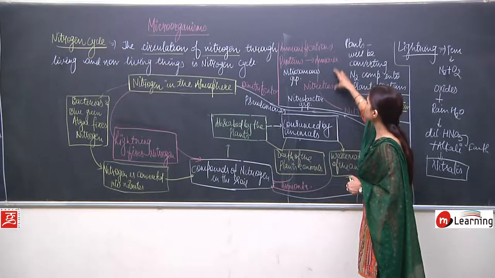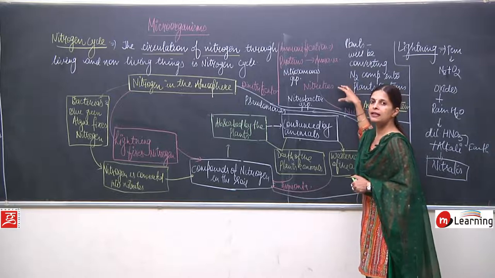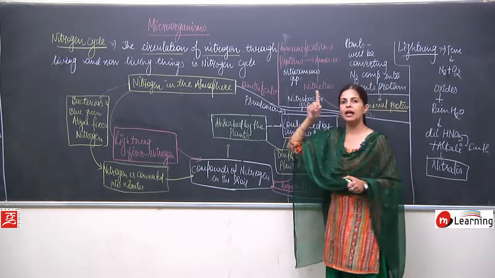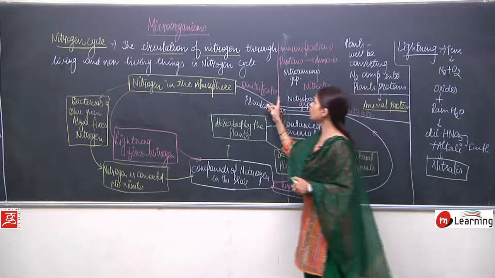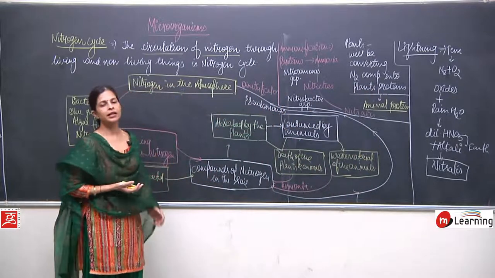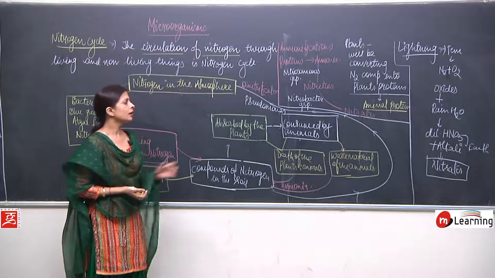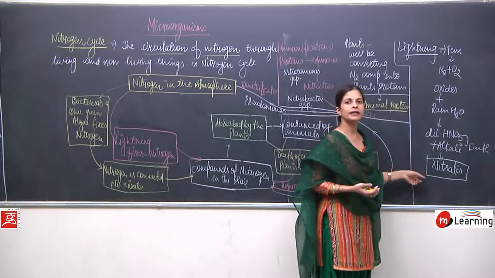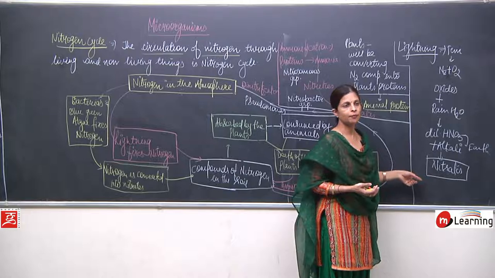What is nitrification? The formation of nitrates is known as nitrification. The formation of ammonia is known as ammonification. The breakdown of nitrates is known as denitrification. Here we have also read about lightning, how in lightning the nitrates are formed.